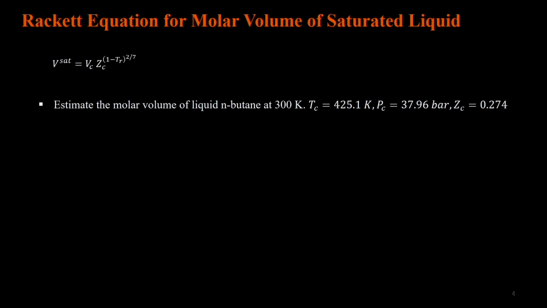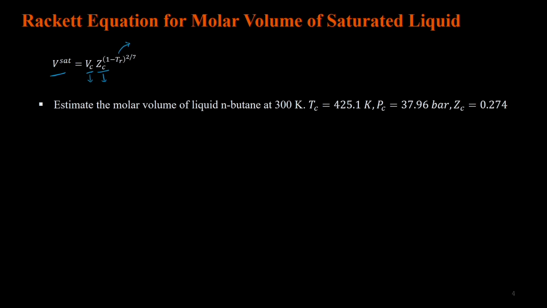The Rackett equation is one of the more popular equations to estimate the molar volume of a saturated liquid. As you can see in this expression, we can calculate the molar volume of the saturated liquid, Vsat, if we know the molar volume at the critical point, the compressibility factor at the critical point, and then the reduced temperature at whatever temperature we're interested in calculating the saturated liquid molar volume. So let's quickly run through an example for this calculation.